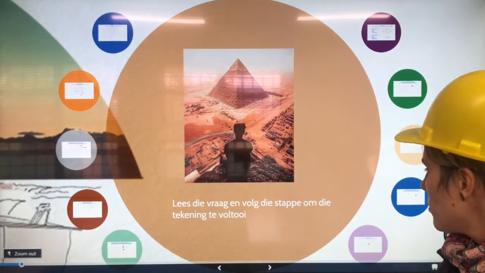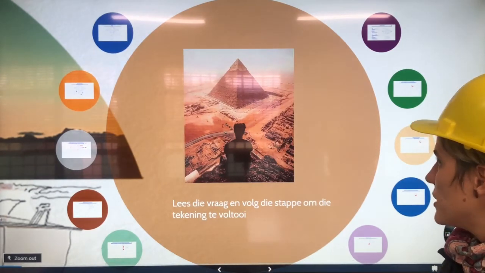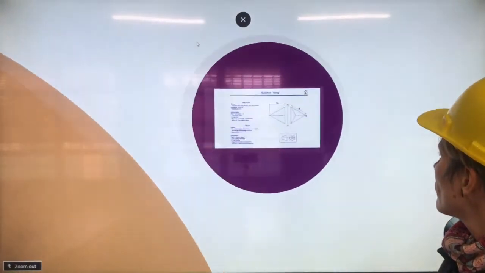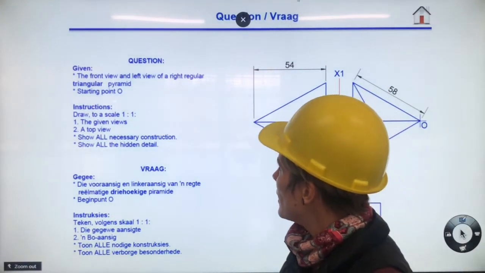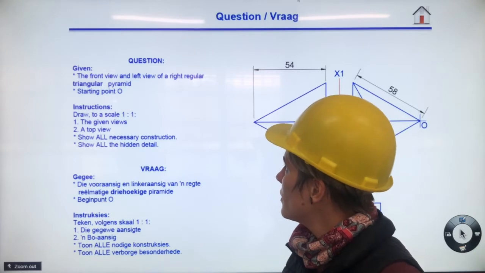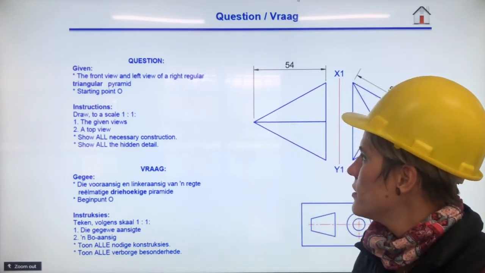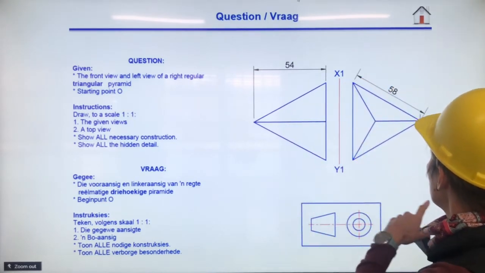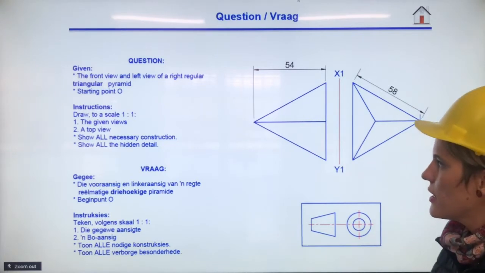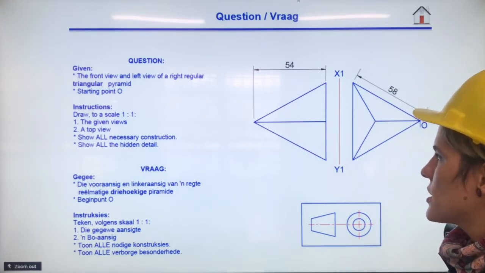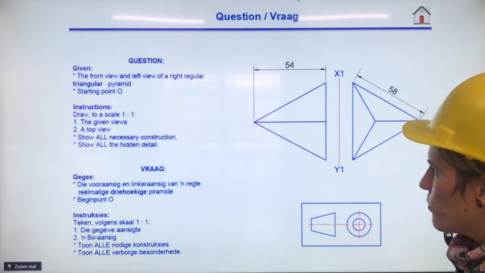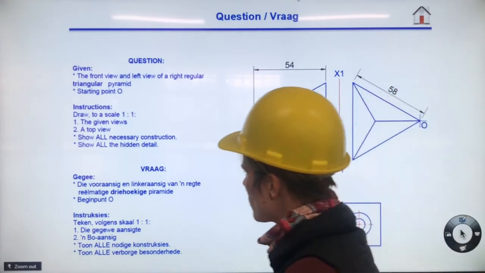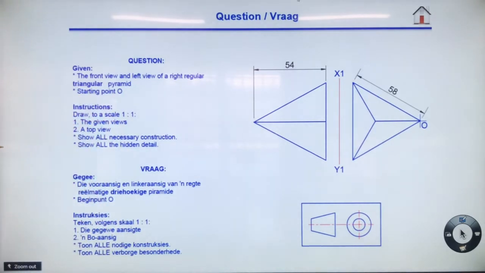OK, lees die vraag en volg die stappe om die tekening te voltooi. Question: The front view and left view of a right regular triangular pyramid, starting point O. Let's check. Okay, there's O once again. Instructions: draw to a scale 1:1. The given view, a top view, show all necessary construction, show all the hidden detail.